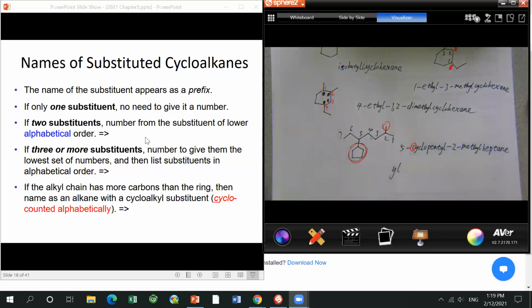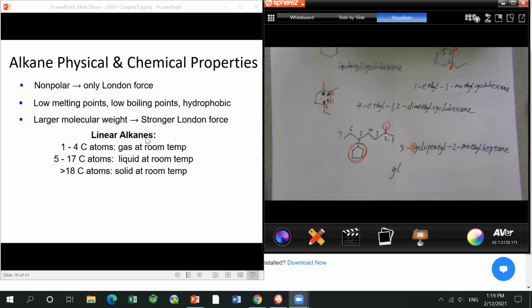All right, so if you have any questions, type in the chat window. Now, a little bit about the physical and chemical properties of alkanes. Alkanes have only C-C single bonds and C-H single bonds, so both are nonpolar covalent bonds. That means there's only London force between the alkane molecules, and London force is the weakest intermolecular force. That's why alkanes normally have a lower melting point and boiling point, and are also hydrophobic.